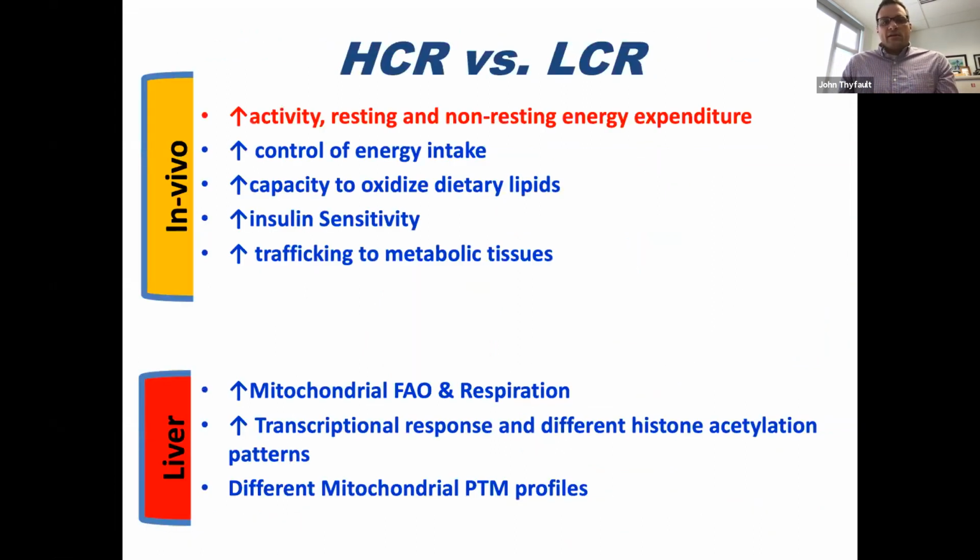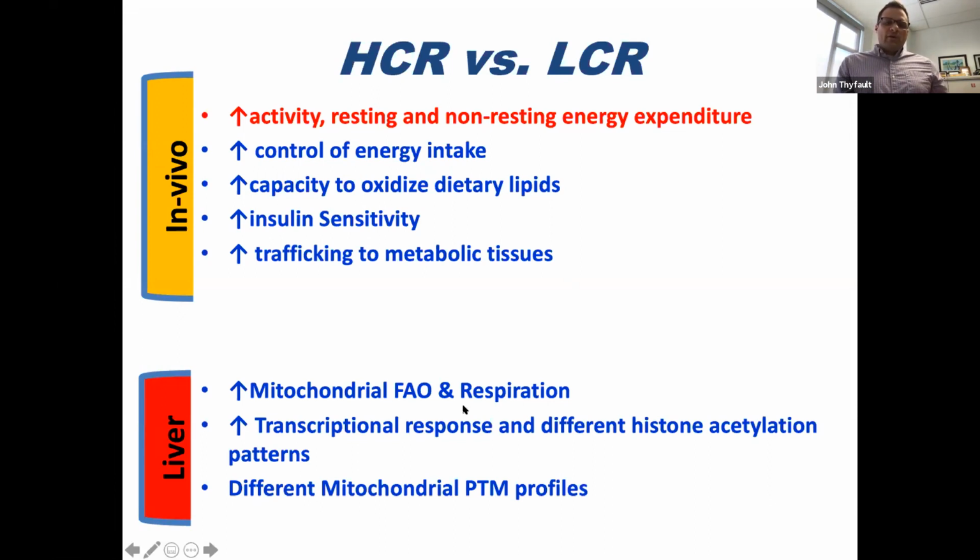But here's some of the salient findings we've had in the HCR versus the LCR, and we think these are all important. Number one, the HCR have higher activity. They also have higher resting and non-resting energy expenditure. So even when they're not moving, their energy expenditure is higher, and they kind of live in an uncoupled state. They also have a better control of energy intake. They oxidize dietary lipids better. They have more insulin sensitivity, and they have completely different ways of trafficking substrates to different metabolic tissues.